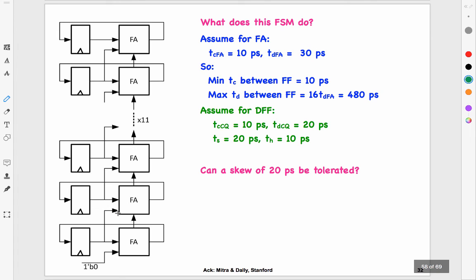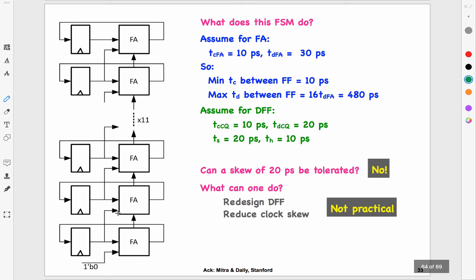Can a skew of 20 picoseconds be tolerated? So again, you plug that into the equation. You basically end up with the hold time being violated, so that cannot be tolerated. What can one do? For violation of setup time, we can slow down the clock. For violation of hold time, really you have to redesign the flip-flop, or reduce the clock skew, that's another possibility. Neither of them is practical in the sense that these are not things you can do once the chip has been made. You can do these things while you are still designing the chip, but you cannot do them later.